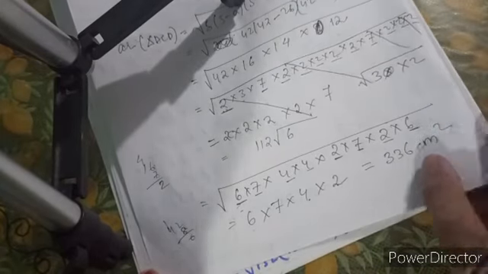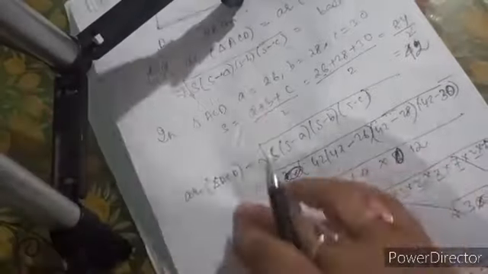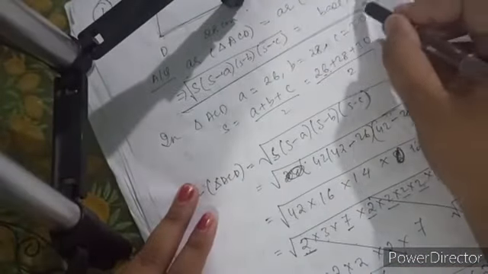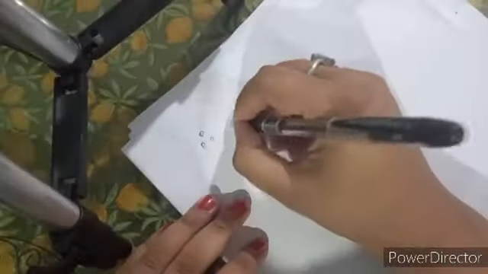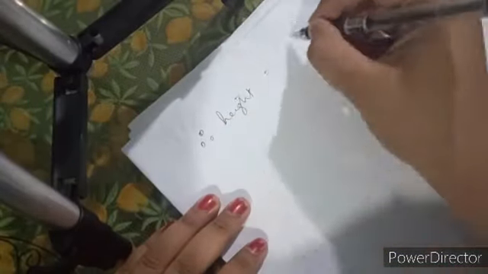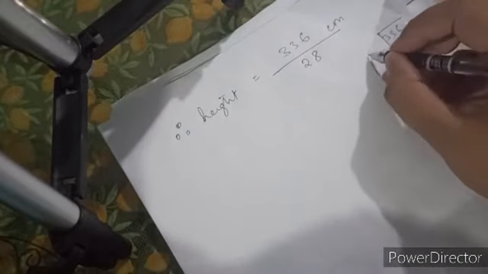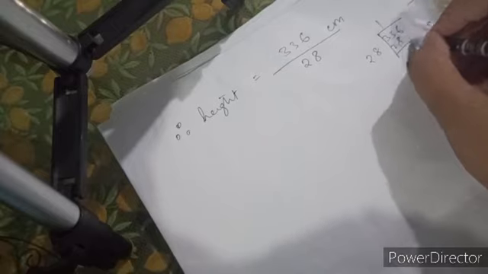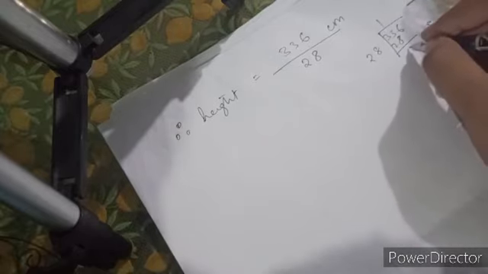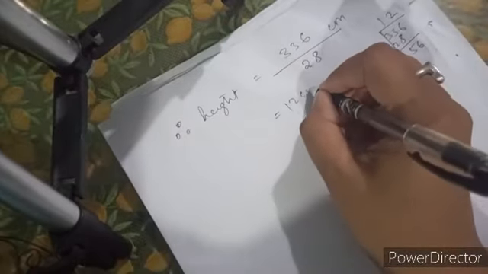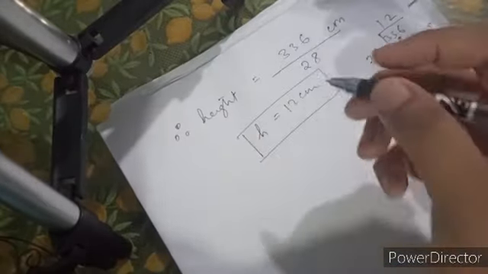Okay, now let us put this value in this equation for us to find the height of our parallelogram. So therefore the height will be 336 divided by 28. So that much will be the height of the parallelogram. So the height of our parallelogram is coming to be 12 centimeters.